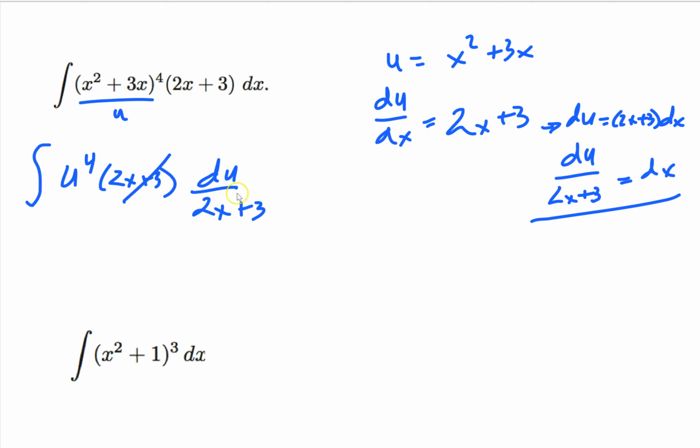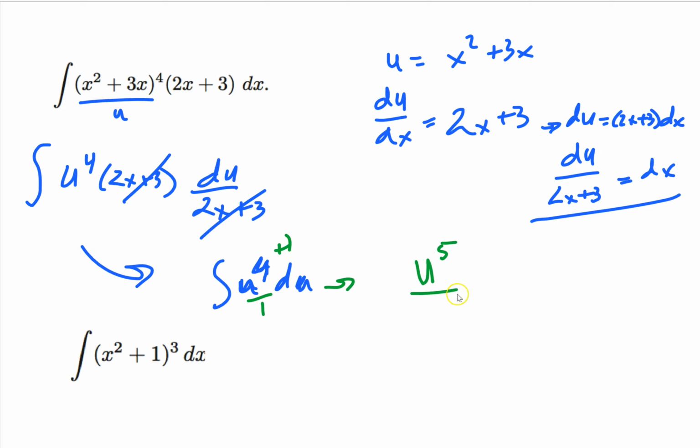And then look what happens. Cancel, cancel. The integral of u to the 4th du. That's a u to the 4th. You could believe me. Integrate that. Remember, that's a basic power rule. So add 1 to the power, divide by your new power. So you're going to get u to the 5th over 5, new power, plus c.